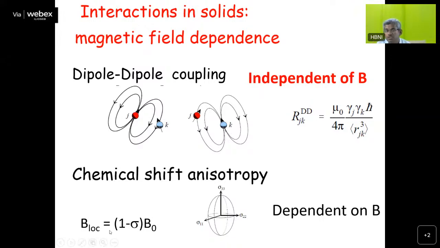If you see the expression here, the magnetic field felt at the local site, that is called B_loc, is nothing but (1 minus sigma) into B0. So as B0, which is the applied magnetic field, increases, the magnetic field felt at the local site also increases. So sigma, or the chemical shift anisotropy, is a parameter which depends on the applied magnetic field. Higher the magnetic field, higher will be the chemical shift anisotropy.